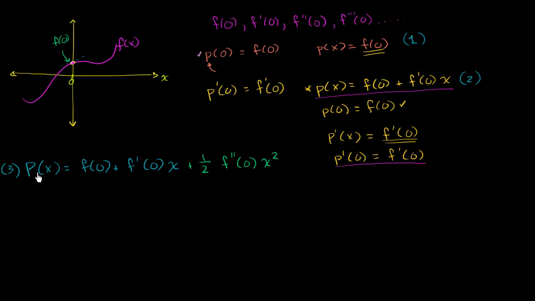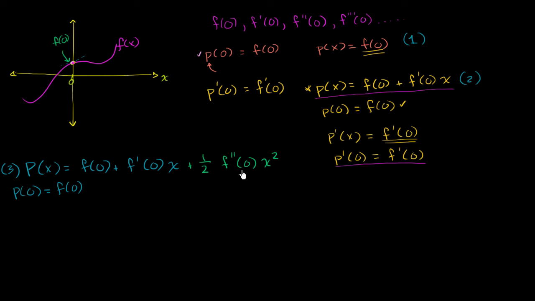And when we evaluate the derivative of this, I think you'll see why this 1/2 is there. Because now let's evaluate this and its derivatives at 0. So if we evaluate p of 0, it's going to be equal to what? Well, you have this constant term. If you evaluate at 0, this x and this x squared are both going to be 0. So those terms are going to go away. So p of 0 is still equal to f of 0.